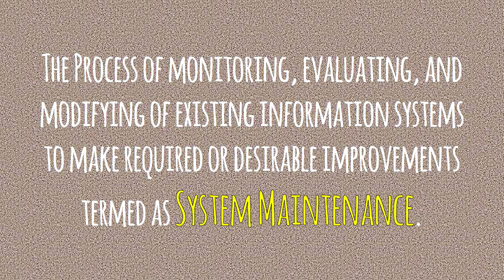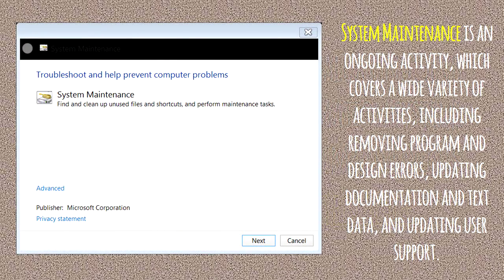servers running smoothly. The process of monitoring, evaluating, and modifying of existing information systems to make required or desirable improvements may be termed as system maintenance. System maintenance is an ongoing activity, which covers a wide variety of activities, including removing program and design errors, updating documentation and test data, and updating user support.